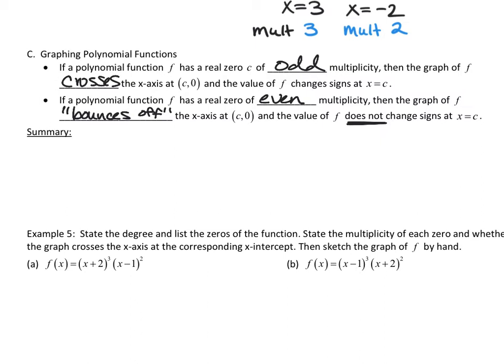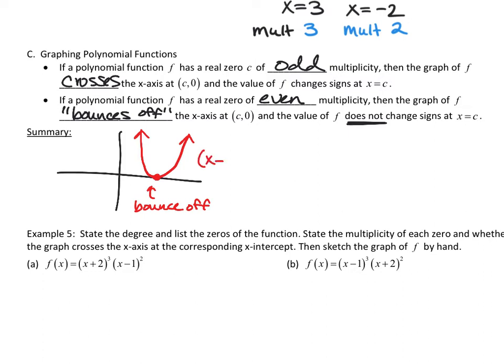So in summary, and these are things we already know, let's say I have a quadratic that has one solution. Now this is considered bouncing back. It would have just one factor that's squared. This is the value c. It bounces off of c because of the even multiplicity.